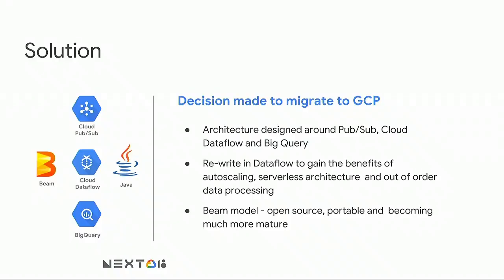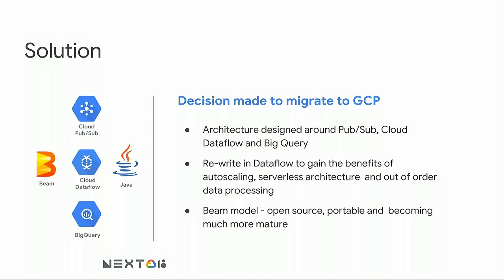So not a big surprise, we moved to GCP, and our architecture is designed around PubSub, Cloud Dataflow, and BigQuery. The reason we chose this is it's Google's canonical architecture, so really good integration between all those components. And we took the opportunity to move the pipeline from batch processing to streaming, because our modern Q boxes report back in real time over IP.